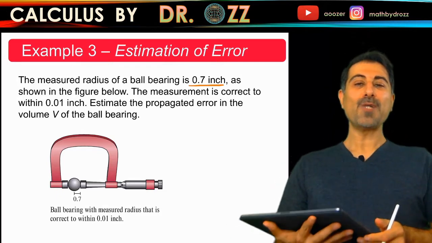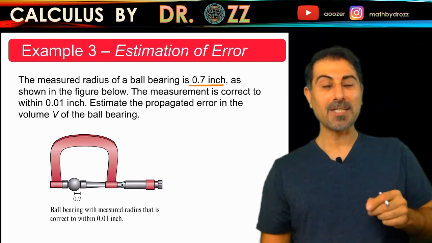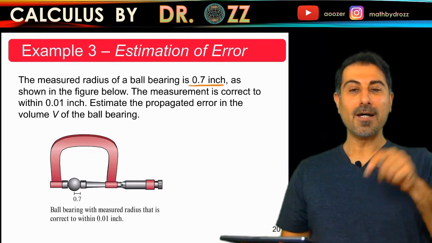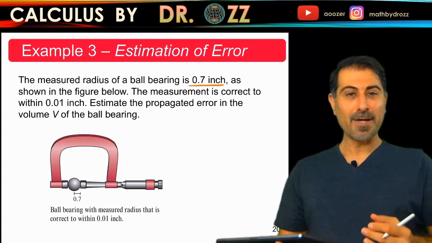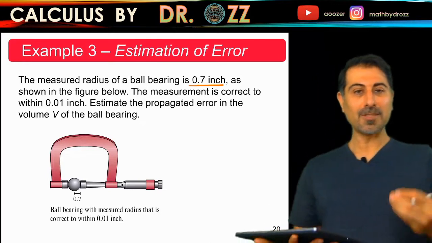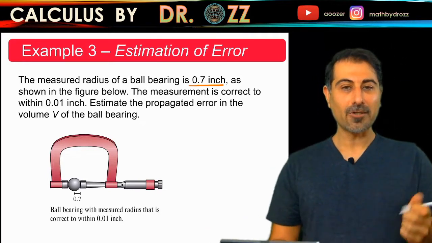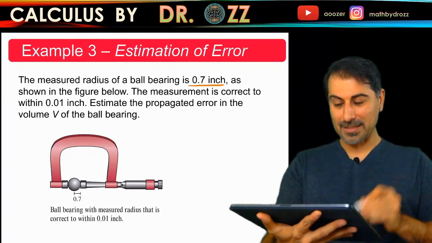Now we want to estimate the propagated error in the volume of the ball bearing, because you use this measurement to evaluate the volume of this bearing, and since you have an error in the measurement, obviously the volume is going to have some error in it. So now we're going to try to estimate that error. I wanted to start with this example first so that I can talk about this slide.